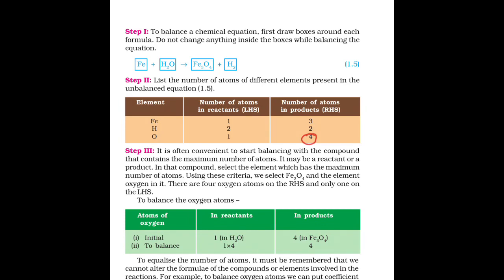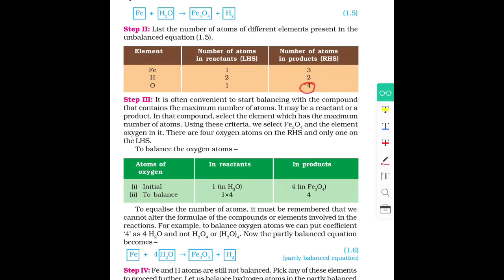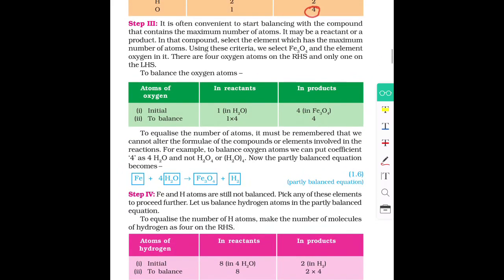To balance it, we multiply by 4 on the reactant side and we get 4 atoms on the reactant side as well. To equalize the number of atoms, it must be remembered that we cannot alter the formula of the compound or element involved in the reaction. For example, to balance the oxygen atom, we cannot put coefficient 4 as 4H2O and not H2O4 or H2O bracket 4. Now the partially balanced equation will become Fe plus 4H2O gives Fe3O4 plus H2.